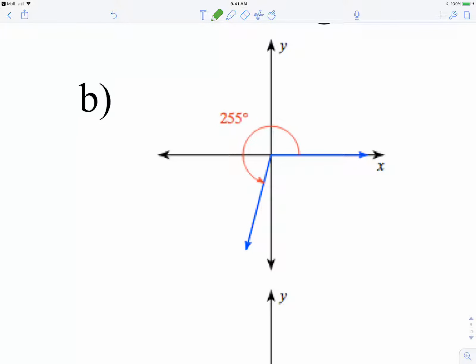All right, the reference angle for 255 degrees would be this angle here, a positive acute angle. So the reference angle is 75 degrees. Okay, 255 degrees minus 180 degrees in this case.